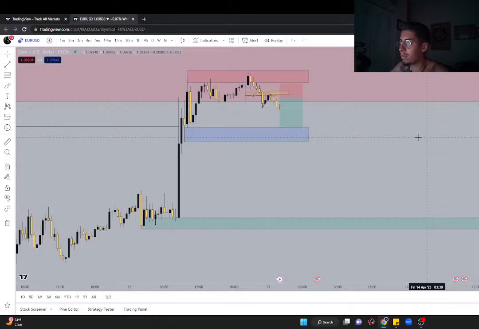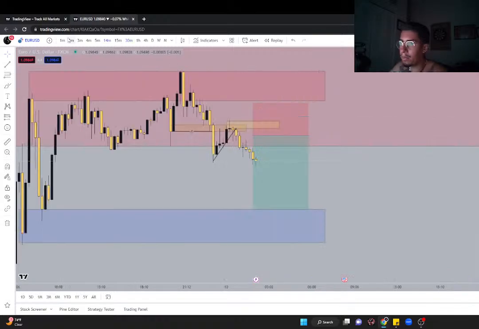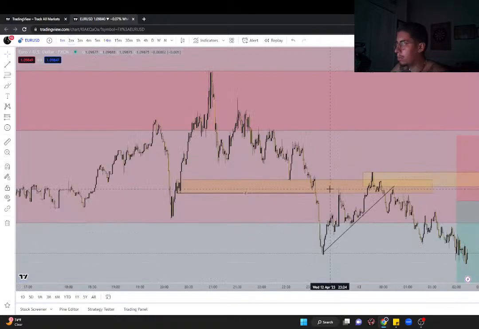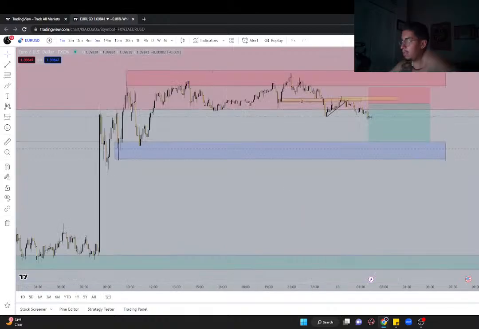I'm just keeping stuff as simple as possible now, to be honest. Just looking at what makes sense. Where does price want to go here? Where are the strong levels? Where are the weak levels? What's what? Price is always going to want to drop down to that. Supplies are at the bottom. We'll see what price does from here.